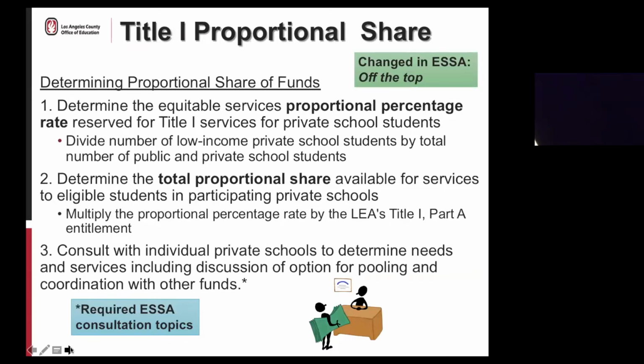First, you must determine the equitable services proportional percentage rate. To find this, you must divide the number of low-income private school students by the total number of public and private school students. Then you multiply the proportional percentage rate by your whole Title I Part A entitlement. This will give you the total proportional share available for services to eligible students in the participating private schools. Once you know how much you have for the private schools, you must consult, as Rachel went over, with each of the private schools to determine the needs and services. You will also need to include in this discussion, as Rachel stated, any option of pooling and coordination with other funds. This will need to be done during the consultation process.